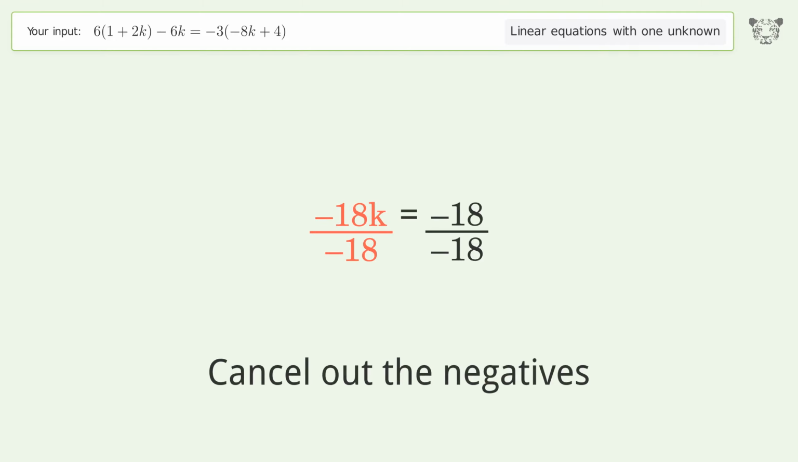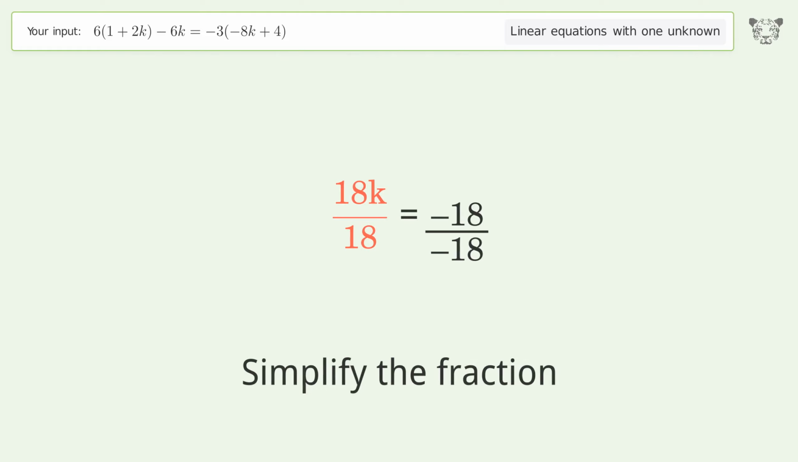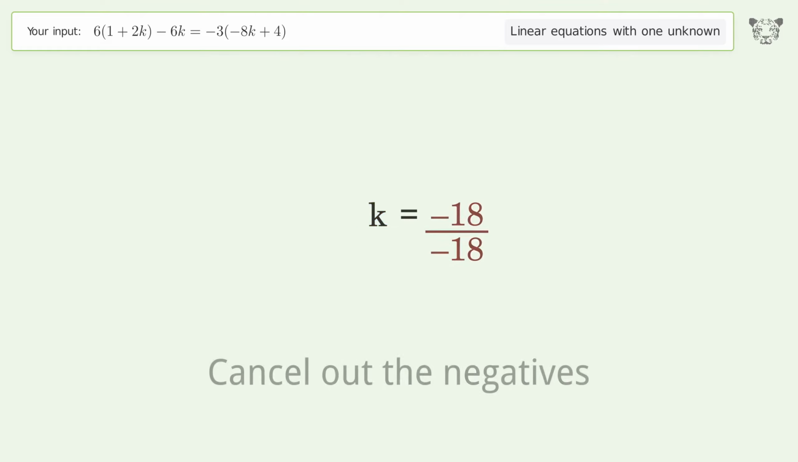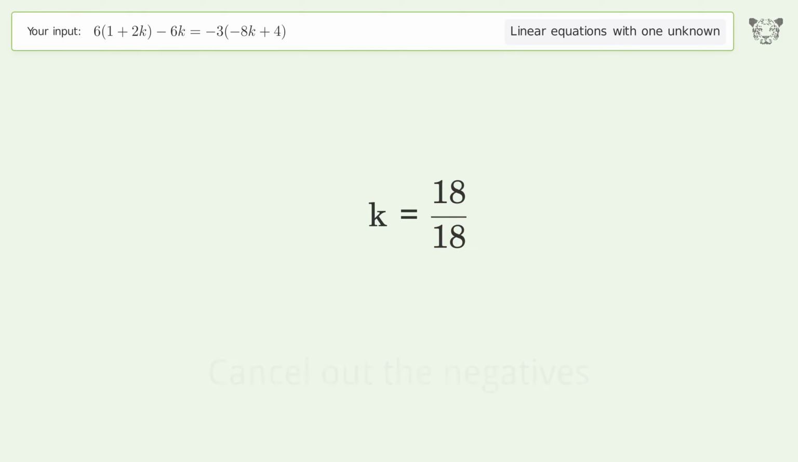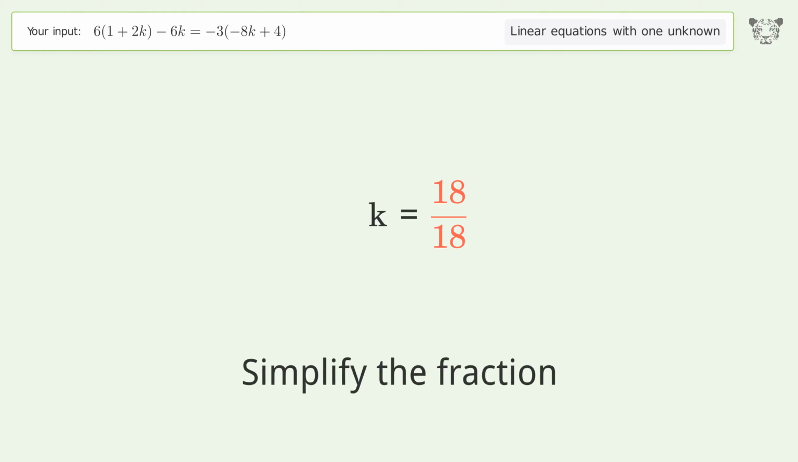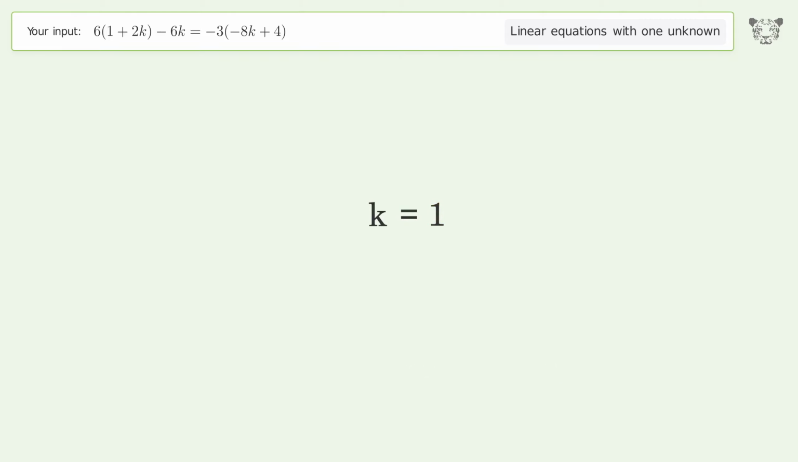Cancel out the negatives. Simplify the fraction. Cancel out the negatives. Simplify the fraction. And so the final result is k equals 1.